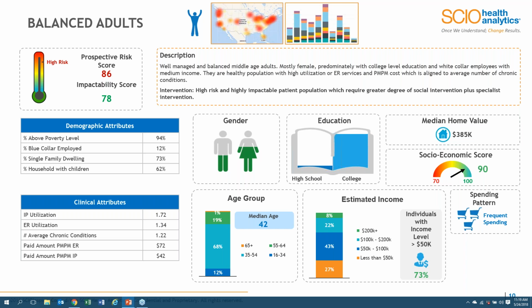Now, not all of them. Obviously, this slide is not able to show everything, but we've got a number of clinical attributes, including inpatient utilization, ER utilization, number of chronic conditions. And we've got some dollar amounts attributable to those. We've got some scores and/or metrics or scorecard attributable to those clinical attributes. Ultimately, there's a lot of metrics that we provide to our clients behind the scenes that could be sliced and diced in a number of ways.